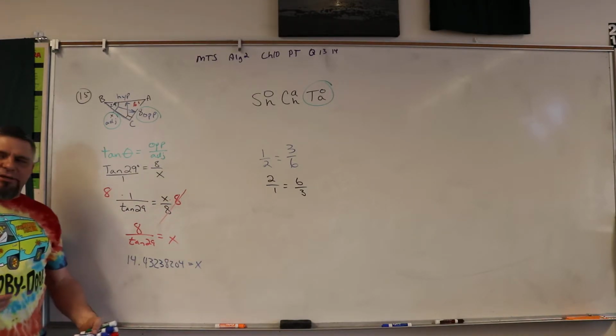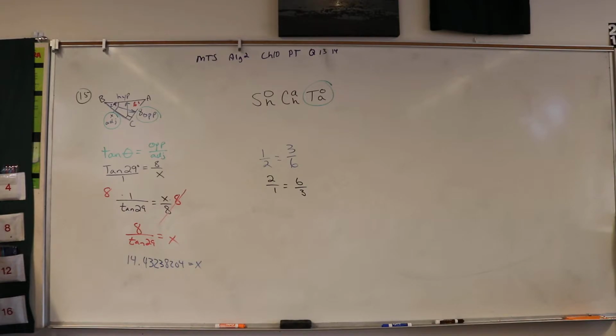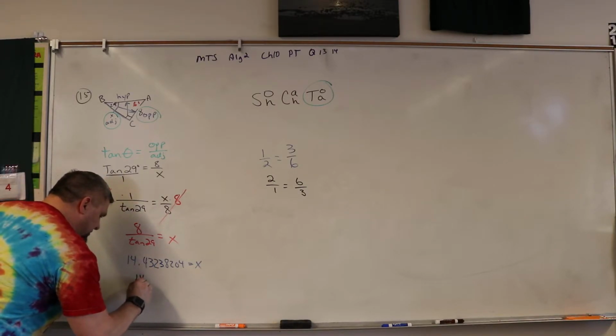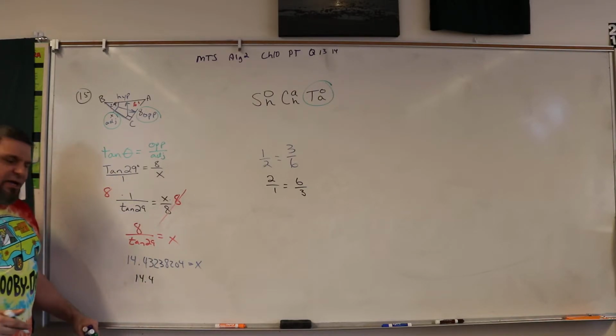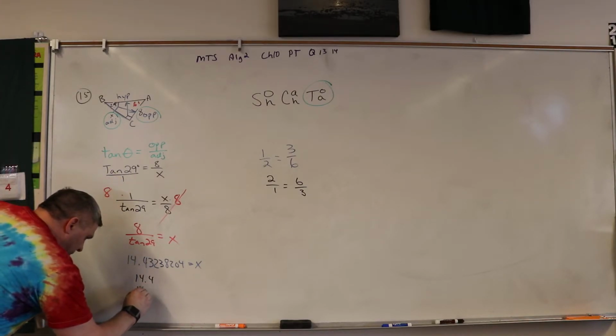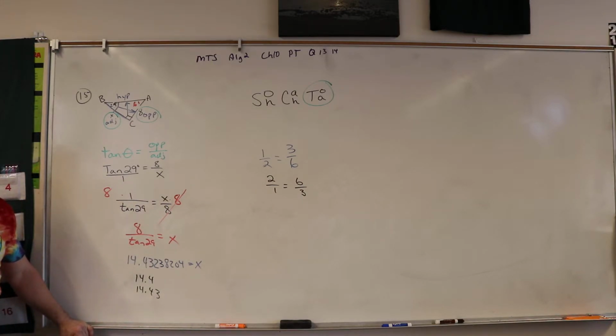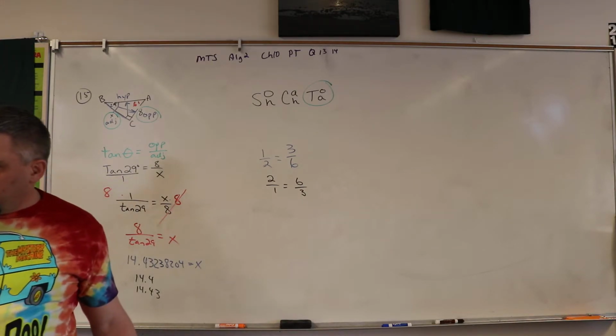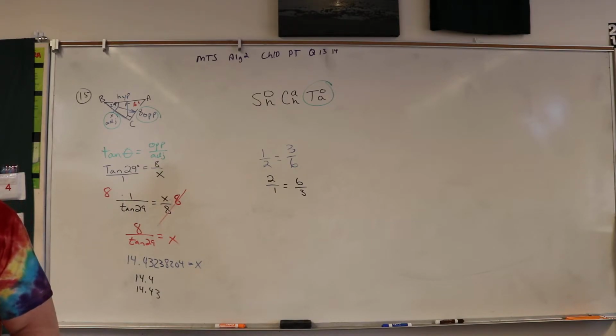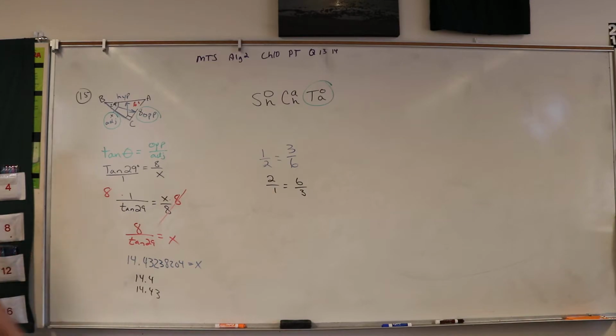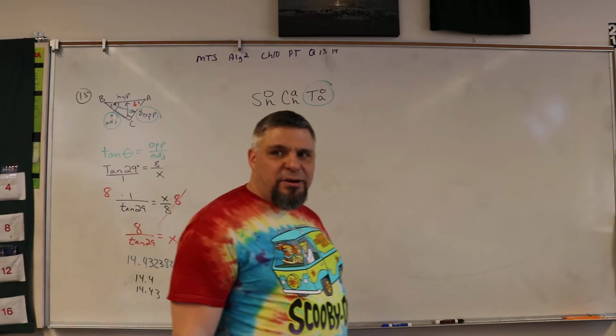They're going to tell you. If they tell you the nearest tenth, then it's going to be 14.4. Nearest hundredth, 14.43. Nearest thousandth, whatever they tell you. They're always going to ask. If it says the nearest tenth, so 14.4. Why are you going to make everything so hard? I made it hard.